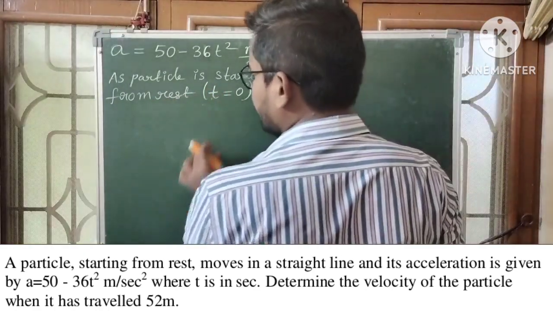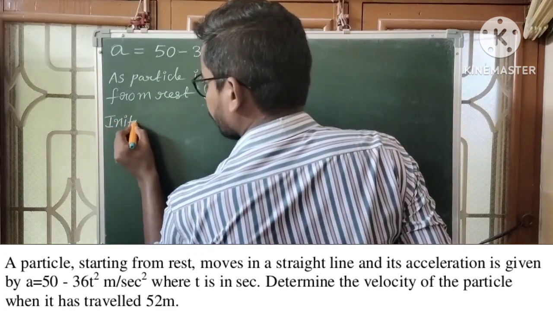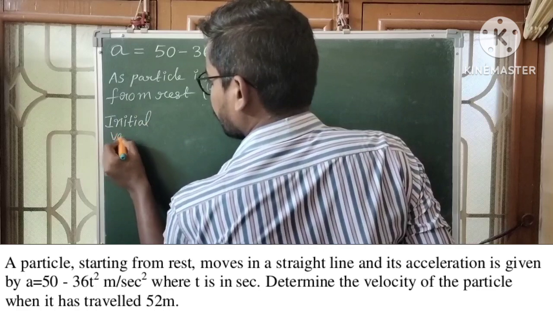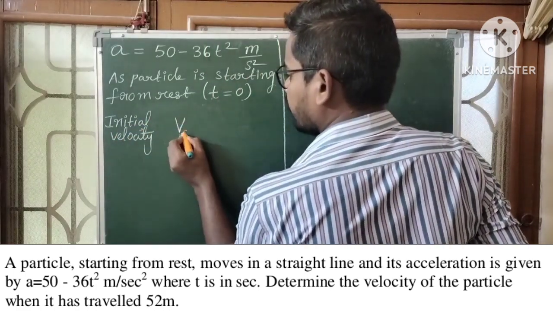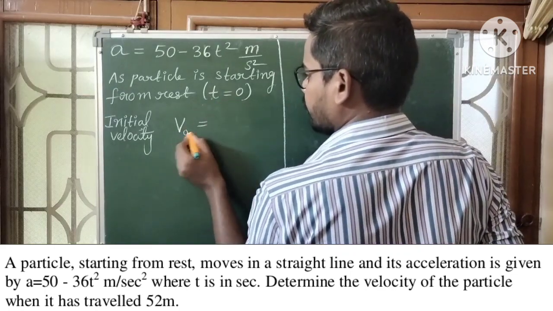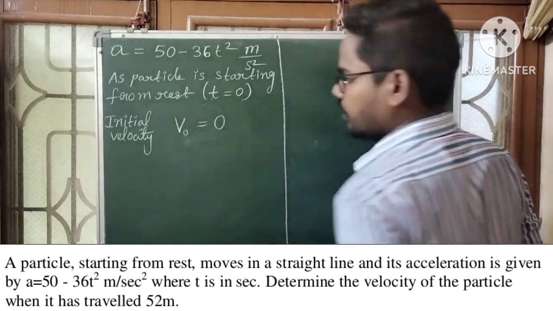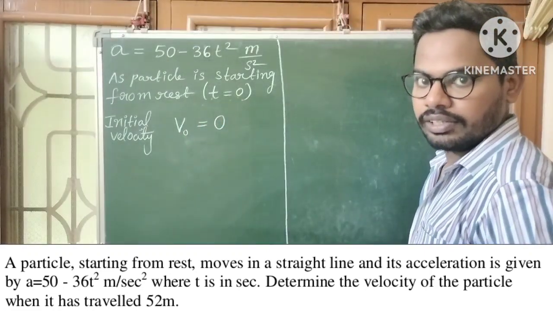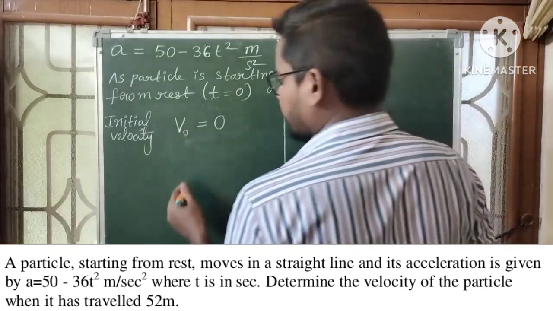As the particle is starting from rest, what is the initial velocity? The initial velocity v0 is the velocity at t = 0. So at t = 0, v0 is equal to 0. The body is at rest, the particle is at rest. So the initial velocity v0 is equal to 0.